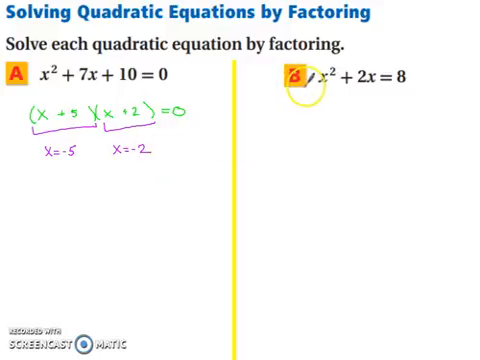Notice how in B, the c value is on the other side of the equation. When you're solving quadratic equations by factoring, you want to keep everything on the same side. So we're going to move this 8 to the left. So we have x squared plus 2x, and when we try to move any number from one side of the equation to the other, it switches its value, so it becomes negative 8 equals 0. And now we can factor this trinomial.